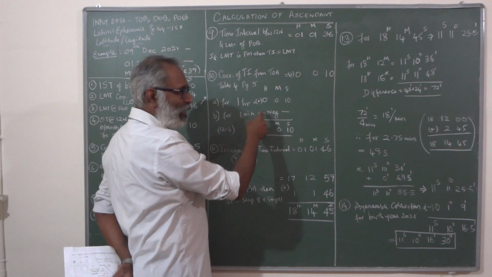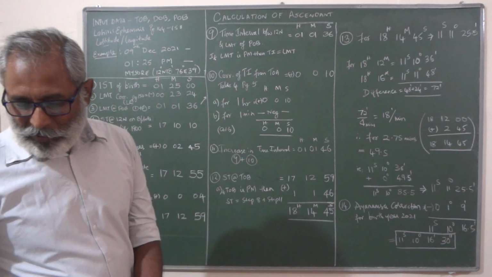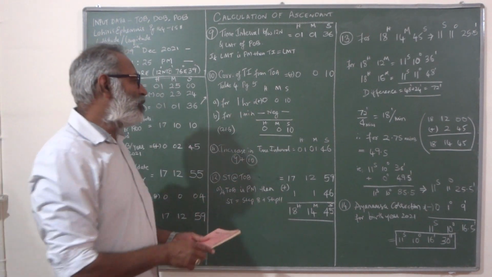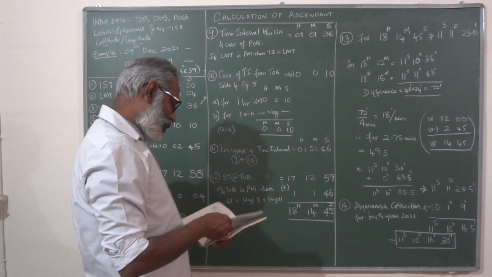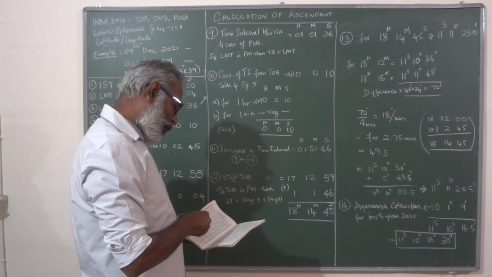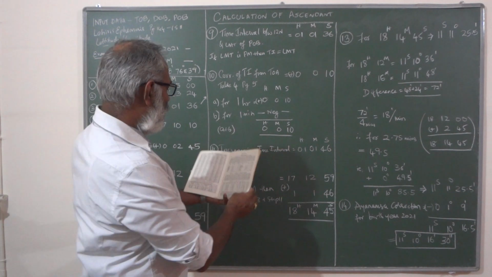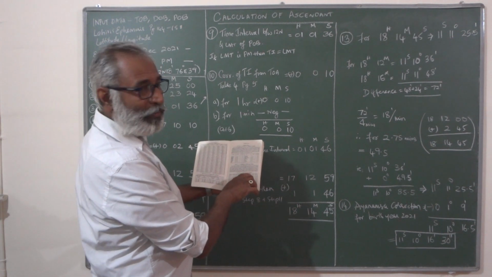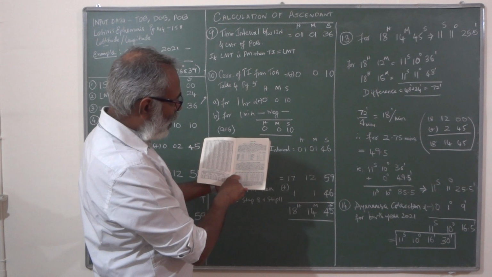For 1 minute, it is very negligible. Why? Because for every 6 minutes, it is 1 second. I just show that particular point. So the correction to increase the time interval is, for every 1 hour, it is 10 seconds.